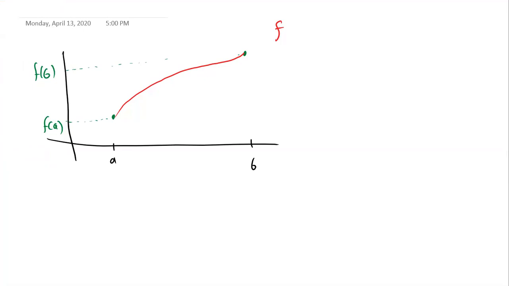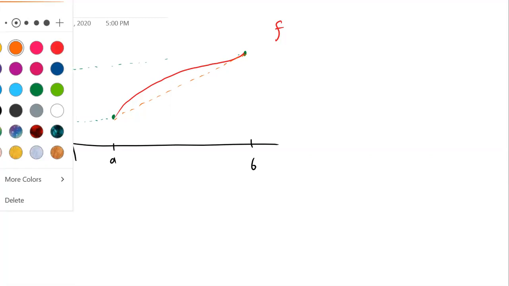So let's first draw the secant line. Okay, I'm going to draw it as an orange dotted line. Okay, that wasn't too bad. So that's the secant line. And if you see here, let me draw it in another color, let's use blue.